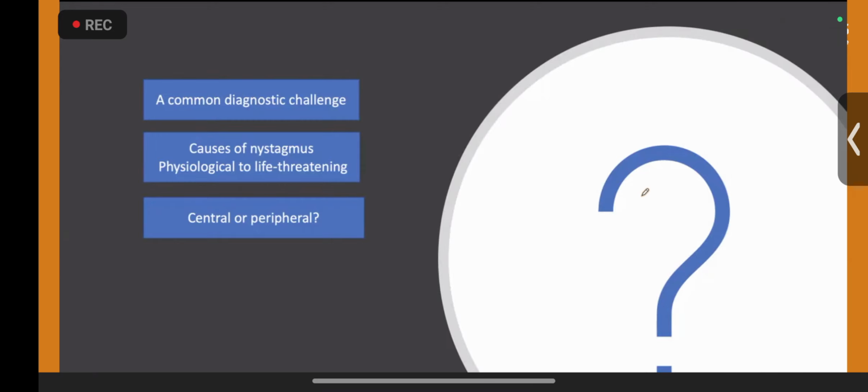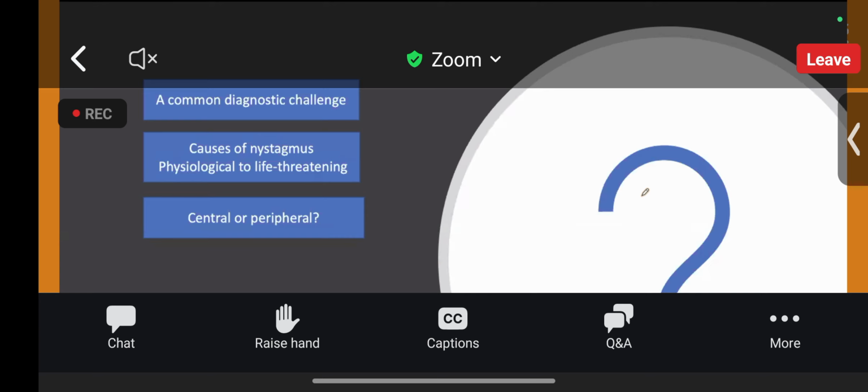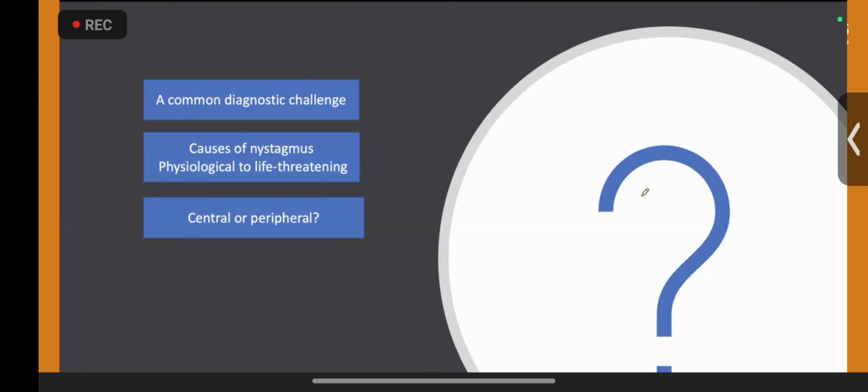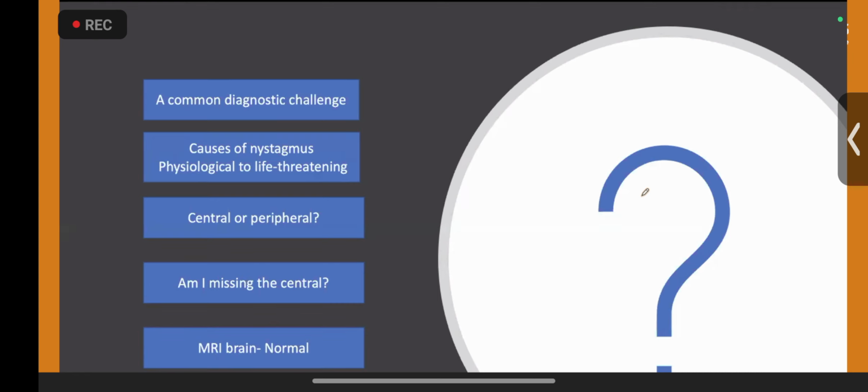If you look at it, the most common type of nystagmus is vestibular. But of course, there are central vestibular types of nystagmus, and there are other varieties of nystagmus. And one of the major areas of concern is, am I missing a central pathology when I look at nystagmus? The most common type of nystagmus is peripheral, but of course, it is very important to identify central nystagmus. And if nystagmus is present, it is of central variety, and MRI comes normal, then it creates a lot of diagnostic confusion and anxiety.